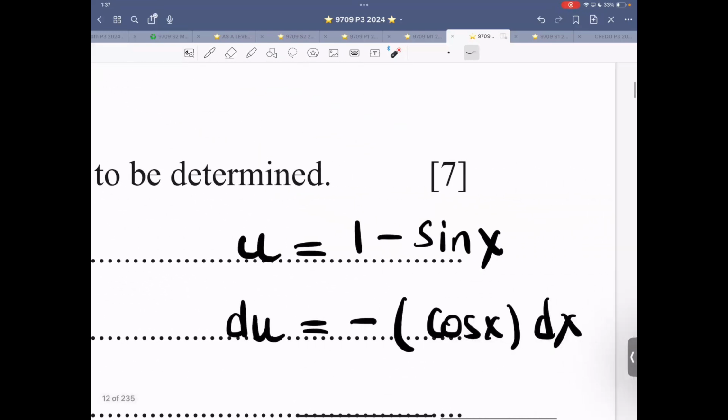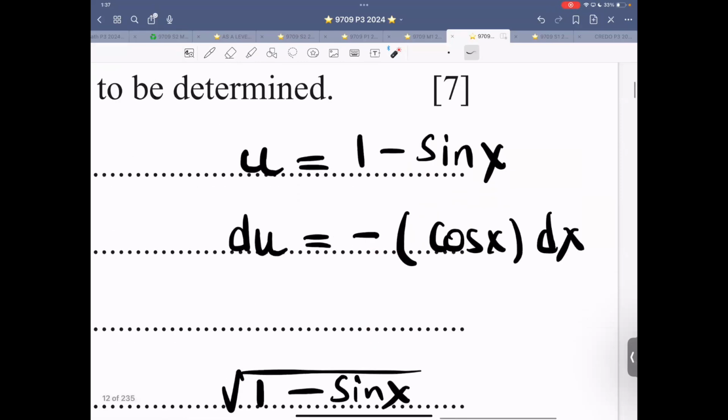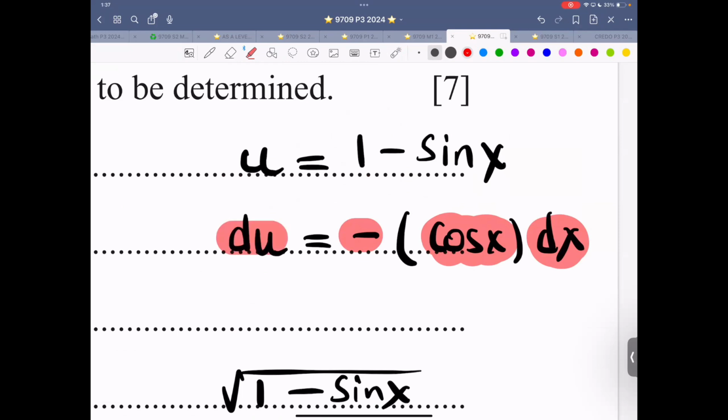Always start with the basics. That is about differentiation. u is 1 minus sine x, therefore du is negative cos x dx. That means if I am able to find cosine x and dx somewhere, I will replace it with negative du. I'll transfer the negative du to the other side.